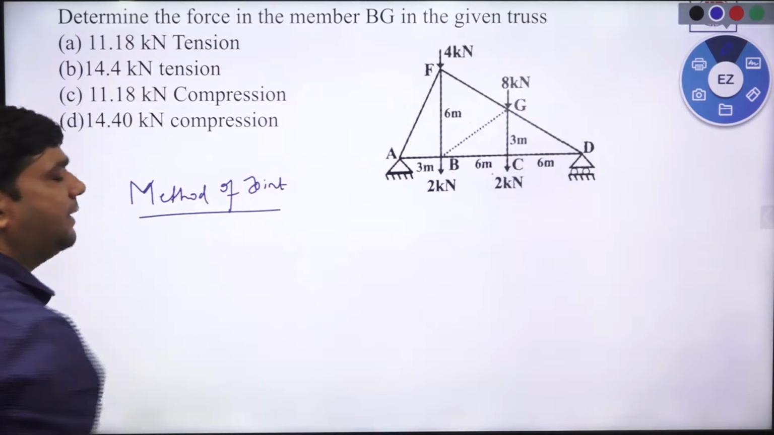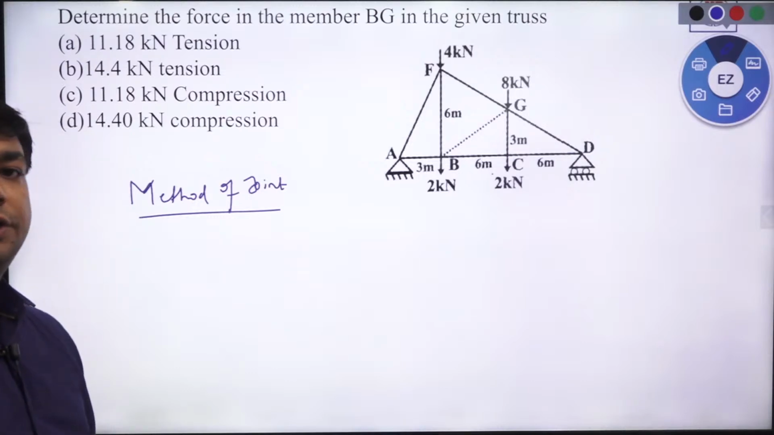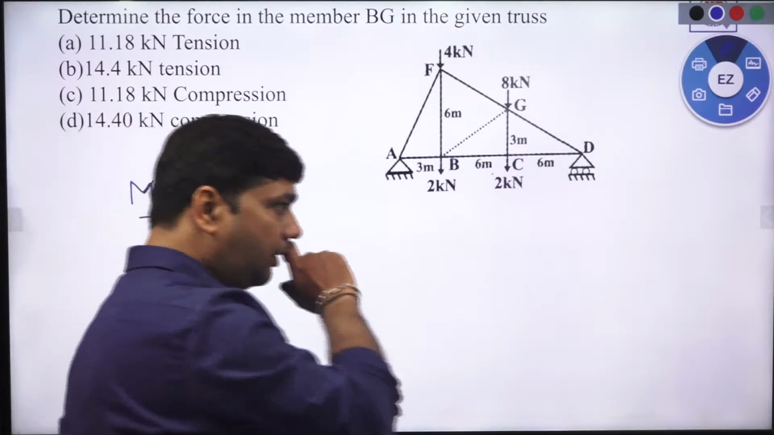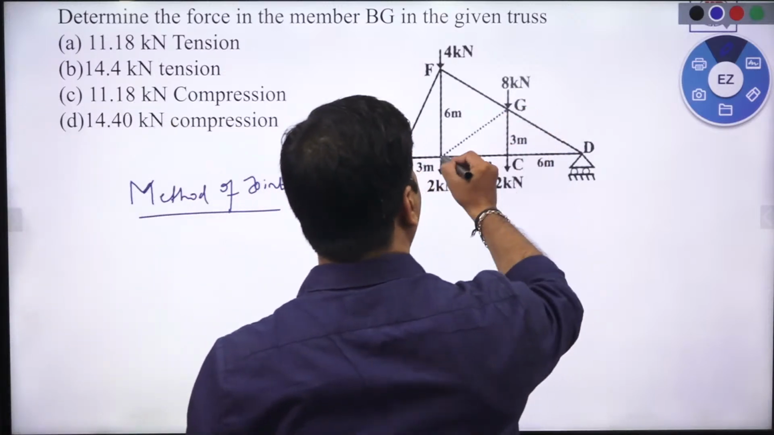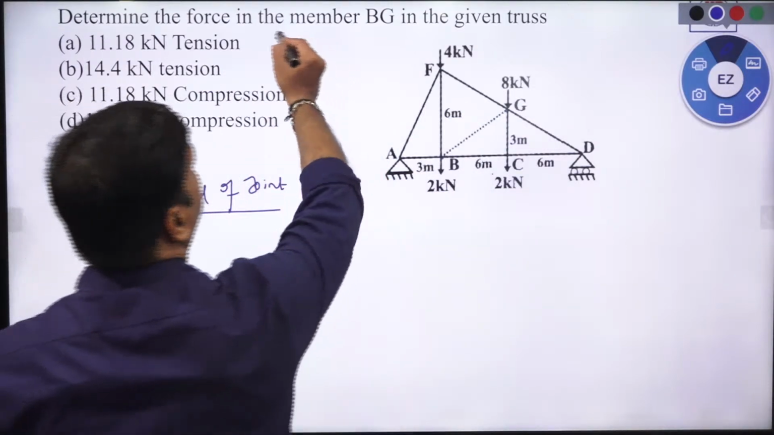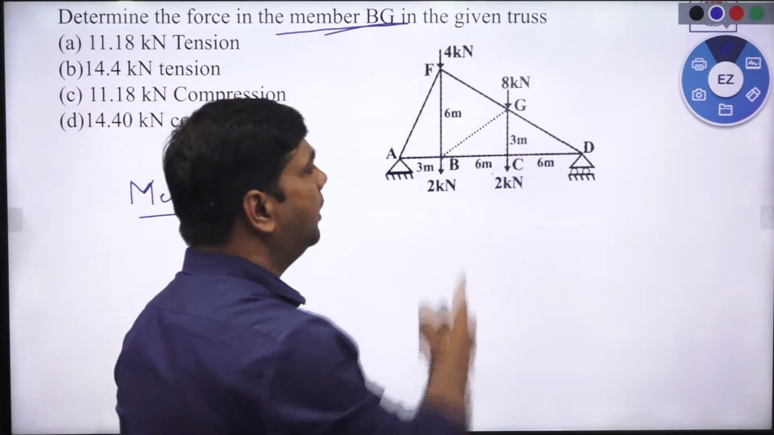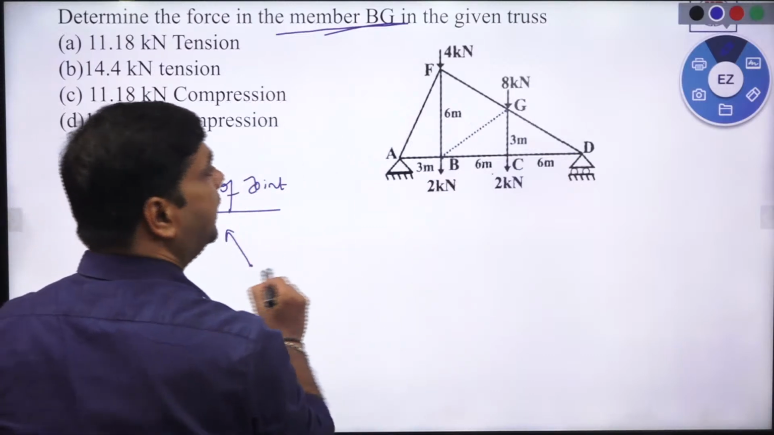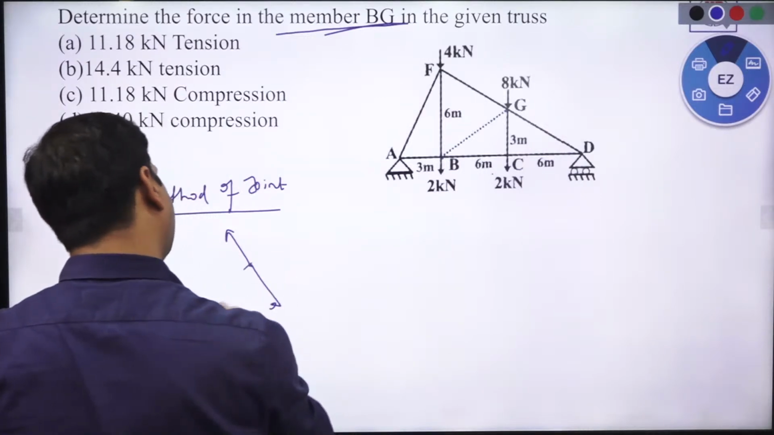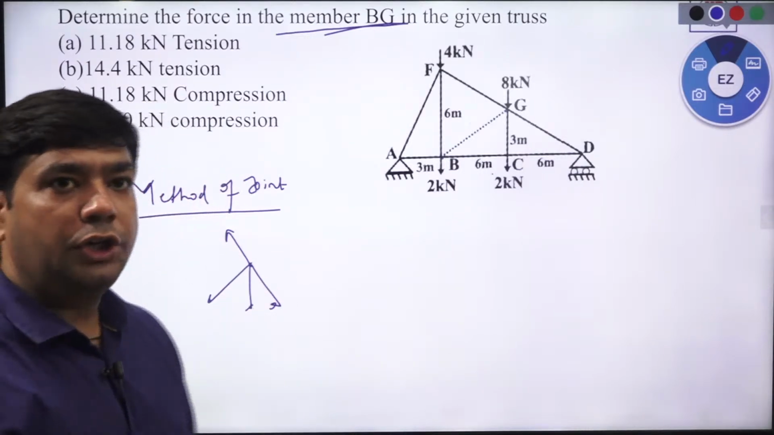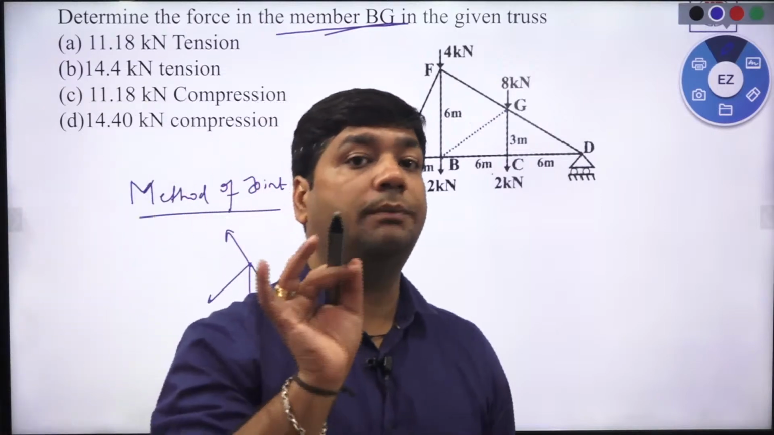Method of joint basically means you solve by resolving forces. You can take the method of joint either at point B or point G, because you need to find the member force in the member BG. If you take point B, there is one force here, one force here, one force here, and one force here. So by the method of joint, you can find a maximum of two unknowns.